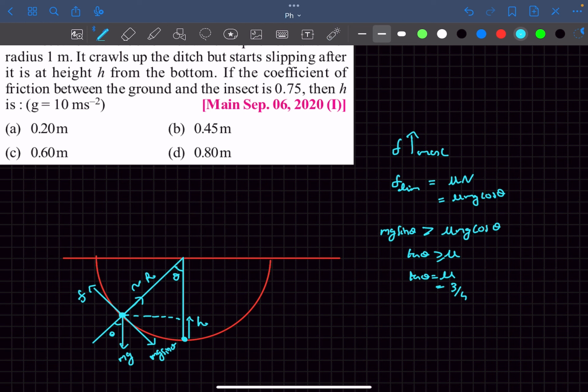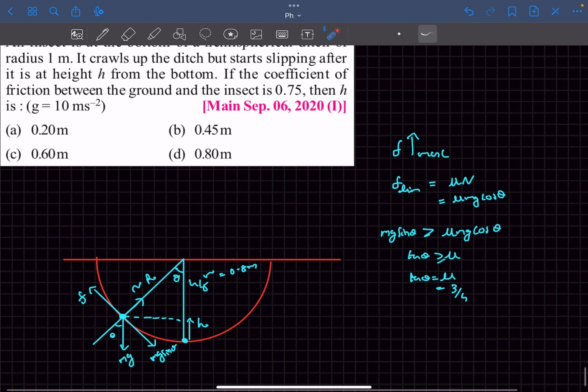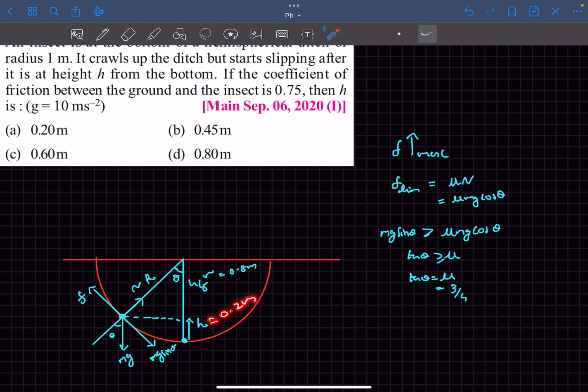So from this right triangle, we can say this length is going to be r cos theta, and radius is given to be 1 meter. Cos theta will be 4 by 5. So this is 4 by 5 meters, that is 0.8 meters. So this height h will be 1 minus 0.8, that is 0.2 meters, which would be option A.